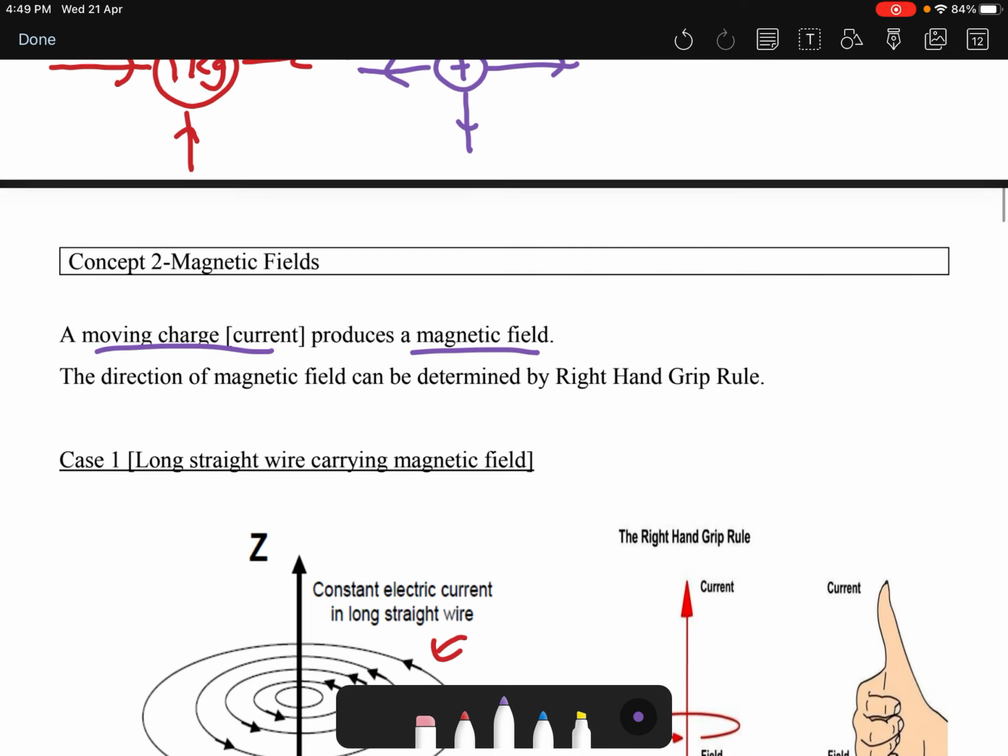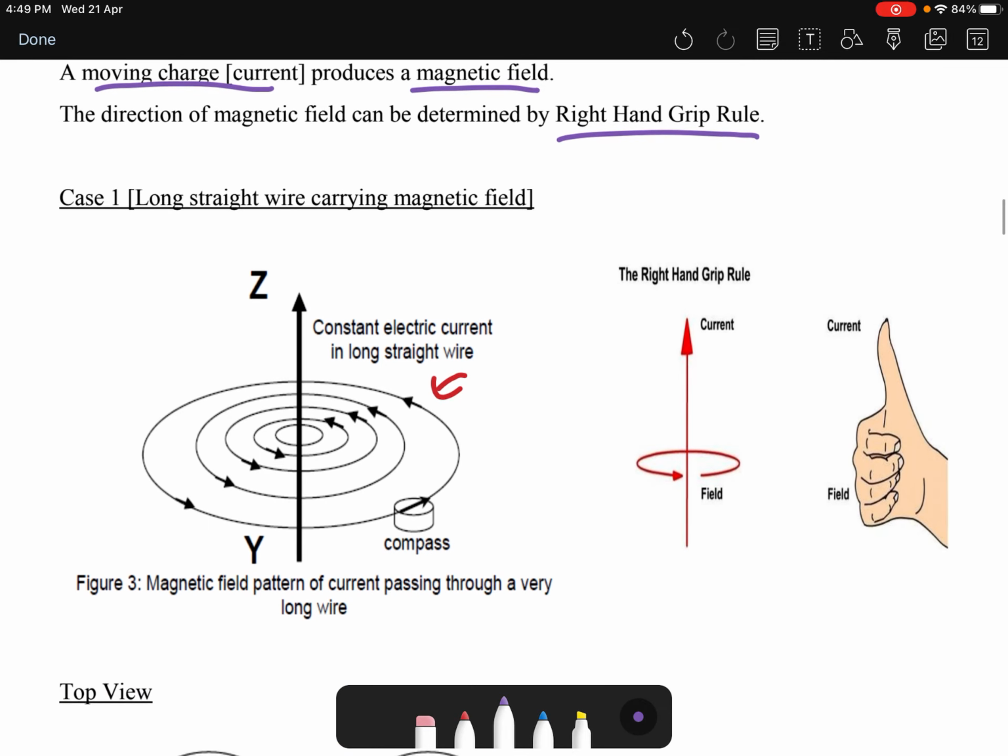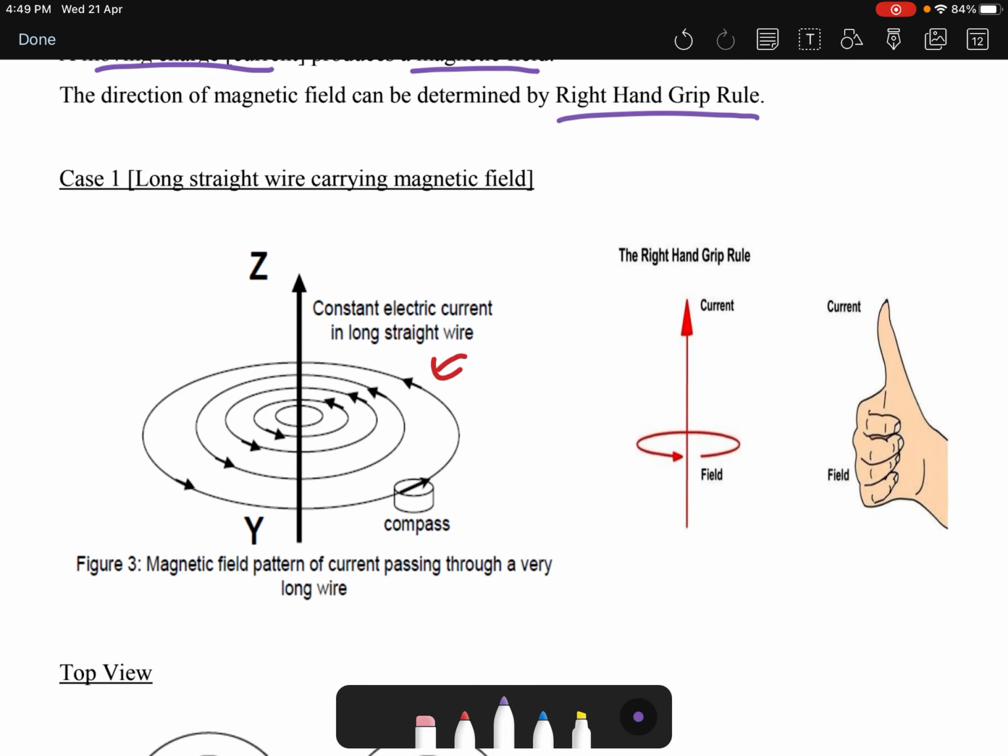If you put a compass on top of a wire, or below the wire, the compass will deflect because it detects the magnetic field created by the current. The direction of the magnetic field can be determined by what we call the right hand grip rule. If we look at the case of a long straight wire carrying a current, this wire will create a magnetic field, and you need to use your right hand grip rule to determine its direction.